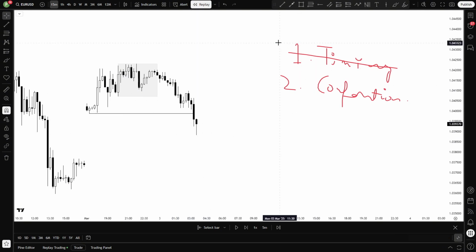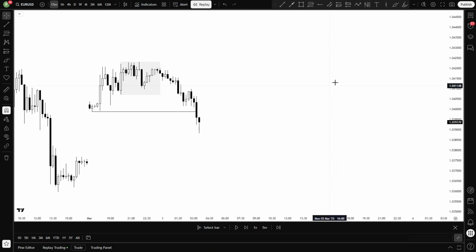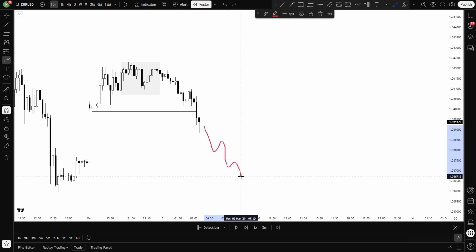Okay, now at this point, there's two scenarios that could play out. The first scenario is that instead of getting an entry confirmation, price just pushes lower, goes against your context, goes against your directional bias, and does not form an order block. And in this case, you do nothing. Wait a bit. In this scenario, you do nothing.